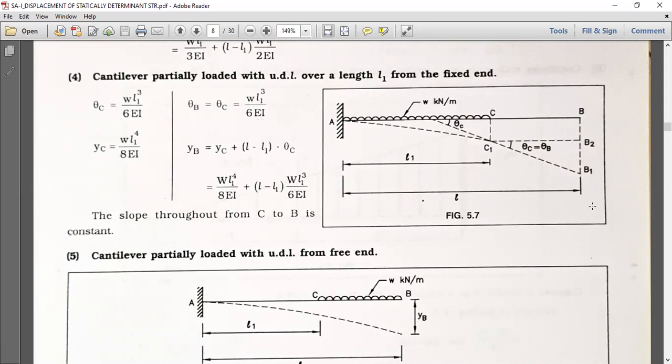Now for YB, the deflection at point C is W L1 raised to 4 divided by 8 EI. But in case of YB, there is YC plus (L minus L1) into theta C. So the final equation is W L1 raised to 4 divided by 8 EI plus (L minus L1) into W L1 cube divided by 6 EI.